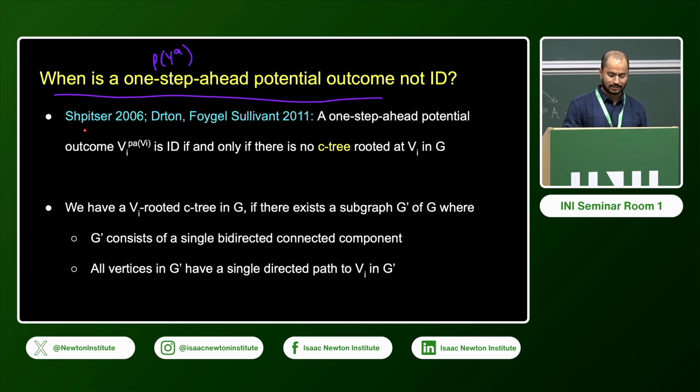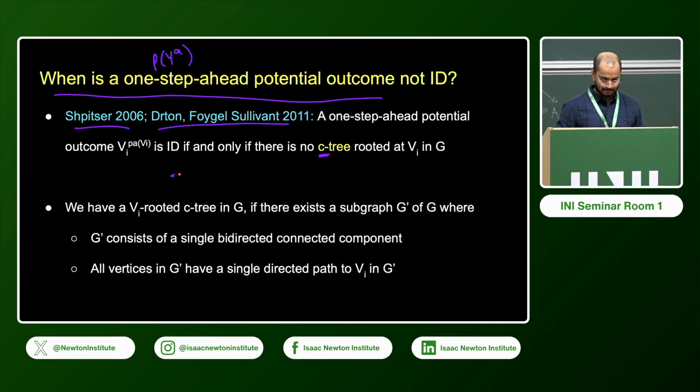Ilya in his thesis, and Drton, Foygel, and Sullivan. Ilya proves it using a binary model to make his point. This paper uses a linear SEM, but it turns out the criterion is the same for both. So a one-step ahead potential outcome is ID if and only if there is no C-tree that is rooted at Vi in G. C stands for confounding, tree stands for tree. So here's when you get a Vi-rooted C-tree in G.